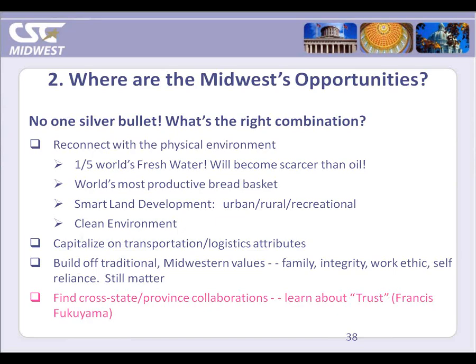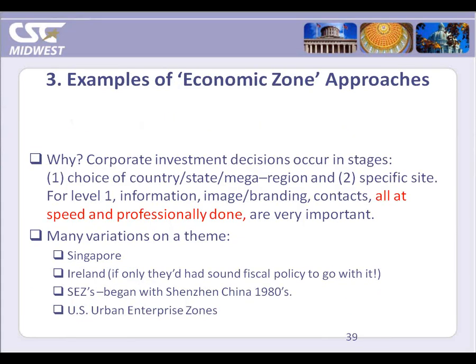To reconnect to the physical environment, and clearly there's been a lot of discussion about how to capitalize on our water asset and to improve smart land development, such as the initiatives in Ohio and so forth, clean environment, transportation, logistics. These are all areas we've been working on in various aspects of MLC and, of course, other interstate collaborations. But somehow we need to find better ways, both between the states and the provinces, to collaborate, as I say, in these 3 areas of technology competitiveness, entrepreneurship, and international trade. Next one, please.